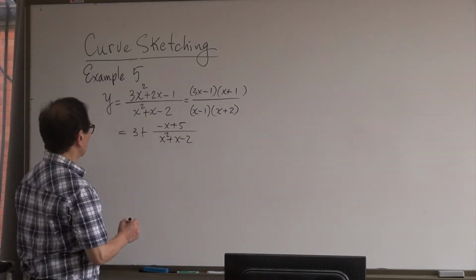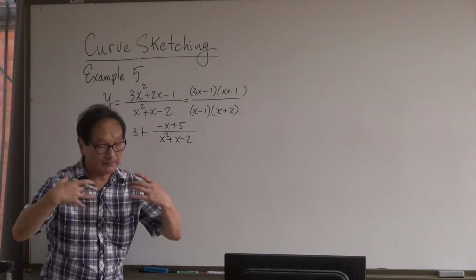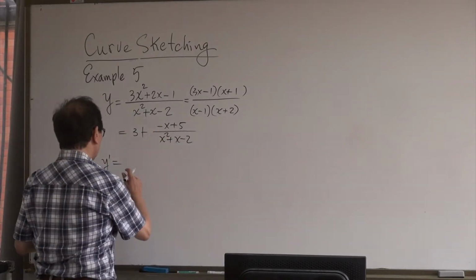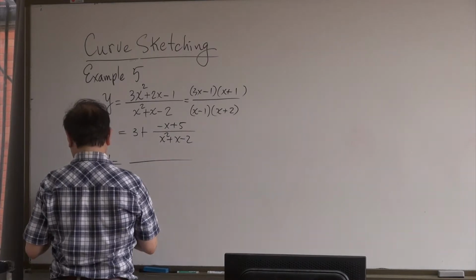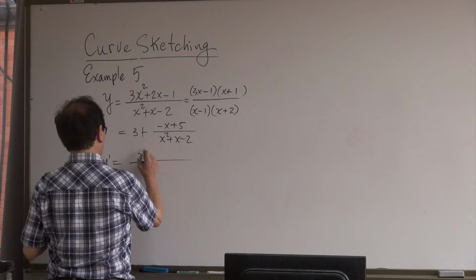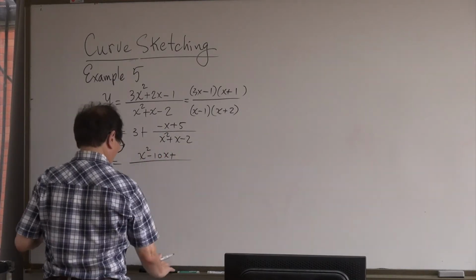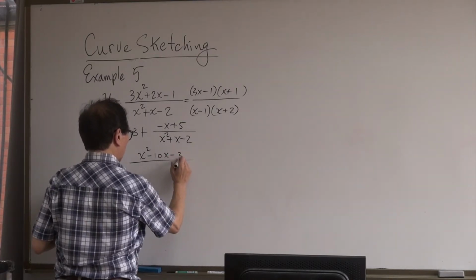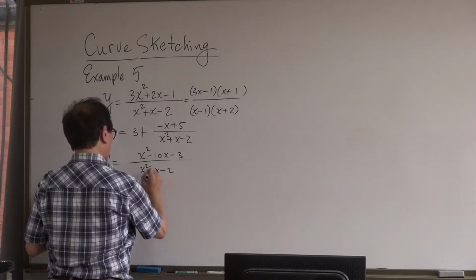And also we try to find the derivative. The reason to find the derivative is to find the maximum or minimum point. Now for the derivative we use the quotient rule, right? So you get minus 3 times (x squared minus 10x minus 3) over (x squared plus x minus 2) squared.